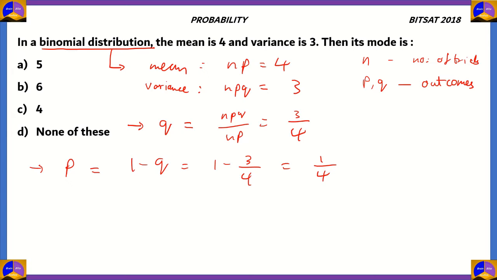So since we know that NP equals 4, we can write that N times 1 by 4 will be equal to 4. So that means N equals 4 times 4, which is 16. So we have 16 trials and the successful outcome is 1 by 4 and the failed outcome is 3 by 4. Now, remember that we need to find the mode of this function.